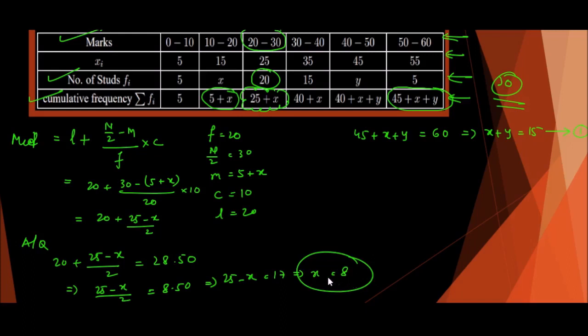x equals 8. Now plug this value into the first equation. So y is equal to 15 minus 8, so it is 7. So from equation one you get the y value. The x value is 8 and the y value is 7.